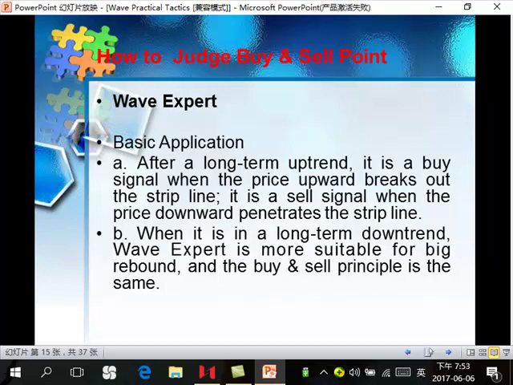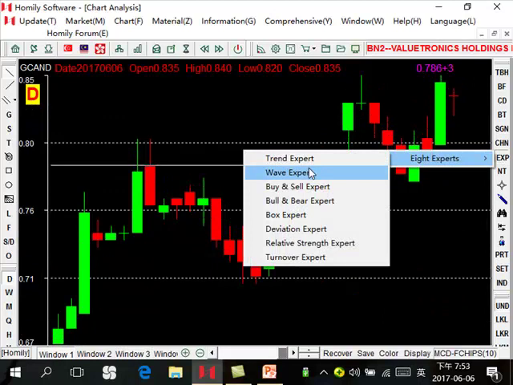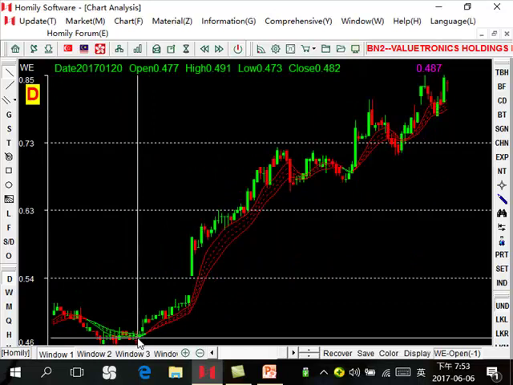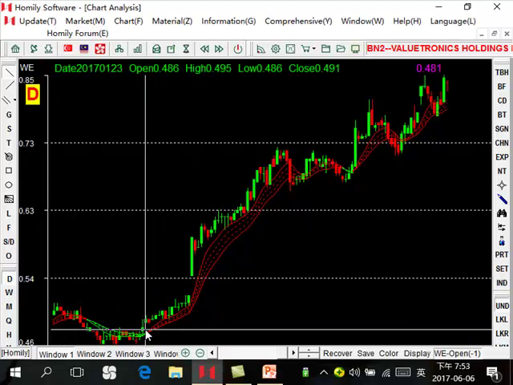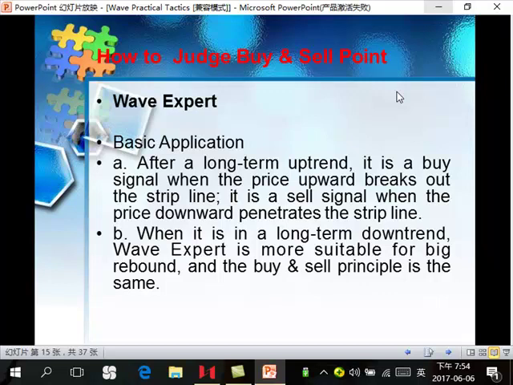Then let's see this one. Firstly, let's click Expert, then Wave Expert. You can see, if the green turns to the right and the price penetrates the strip line upward, this is the buy point. If it penetrates the strip line downward, this is the sell point. Then we can see the next one. When it is a long-term downtrend, Wave Expert is more suitable for big rebounds, and the buy and sell principle is the same. So let's see the downtrend.